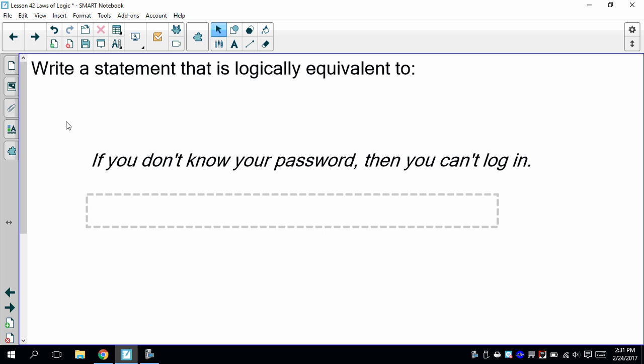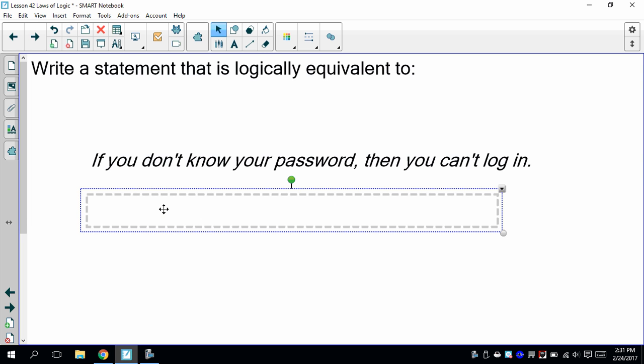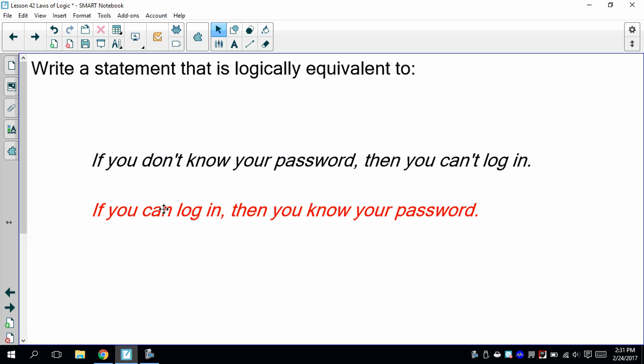So again, if we want to be logically equivalent, we write the contrapositive. So we switch P and Q, negate them, and we get, if you can log in, then you know your password. So we take the can't out, we take the don't out, and we switch the order. And these two statements are logically equivalent. And that might make sense just reading it, that if you didn't know your password, you won't be able to log in. If you do know your password, or if you can log in, then it means you know your password.